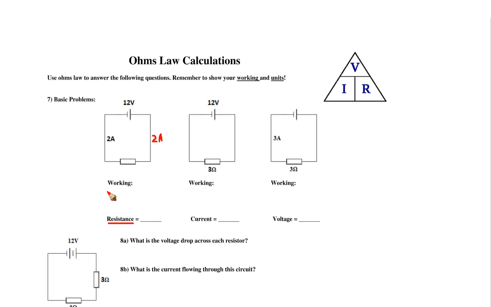So using my triangle, if I cover up R equals, V, voltage divided by current. So in this case, we've got 12 divided by 2, and that equals, in this case, 6. So the resistor must be 6 ohms. And ohms has that symbol, the omega, the symbol omega.